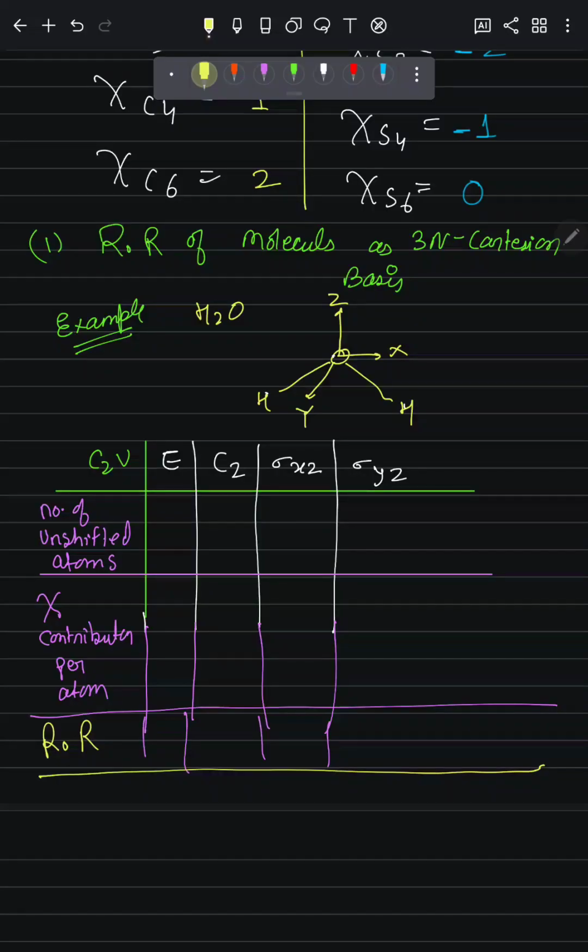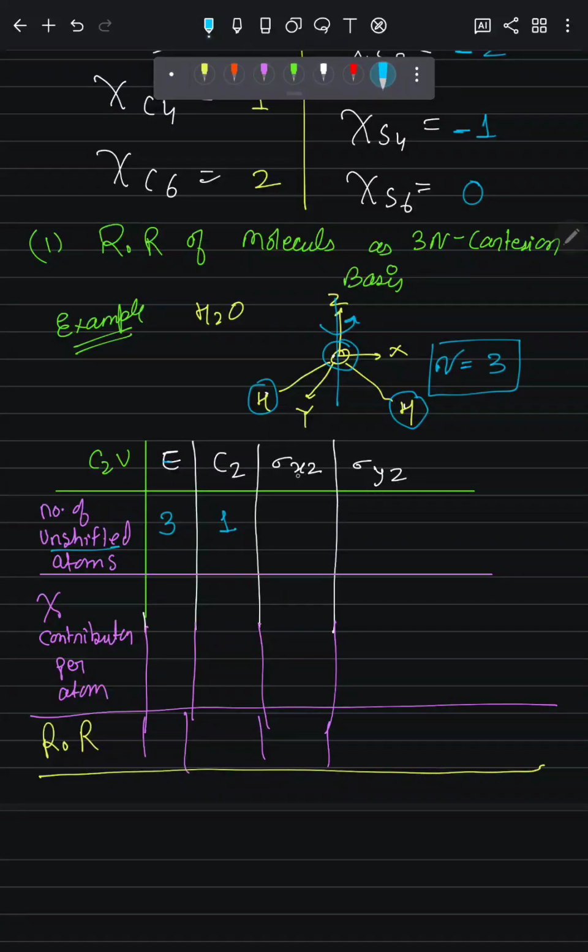So this is the point group C2v of H2O. As you can see, if we put identity in this molecule, the number of unshifted atoms will be 3. Nothing will be changed after putting identity. The total number of atoms is 1 H, 1 oxygen and 1 H, so the total N value is 3 here. So 3 will be for identity. And if you put a C2 axis, these hydrogens will interchange with each other. The oxygen will remain in place. So the number of unshifted atoms after putting the C2 axis is 1.